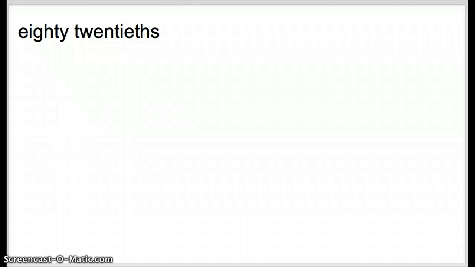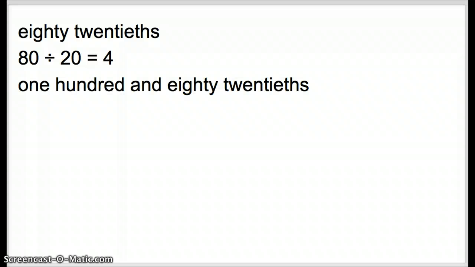How about 80 twentieths? Think about that for a second. 80 over 20. So that would be 80 divided by 20 equals 4. How about 180 twentieths? So 180 over 20. How many times does 20 go into 180? Call somebody to get the answer. The answer is that 180 divided by 20 equals 9.